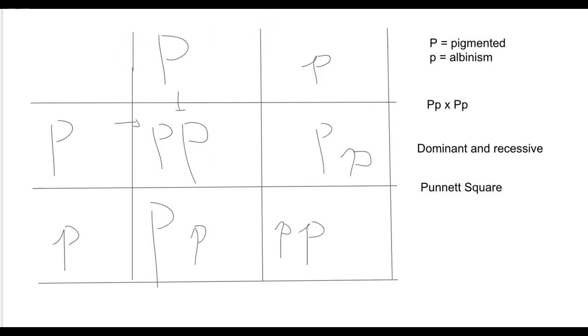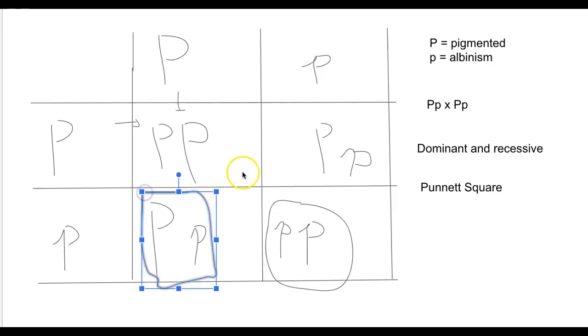And the question is, what percent of the time will albinism actually be expressed? Well, that's 25% of the time, as we can see here. Let me circle it. Here, that's the only time. The reason why it's not being expressed in these two boxes is because pigmented is a dominant gene, so you will not see albinism at all.